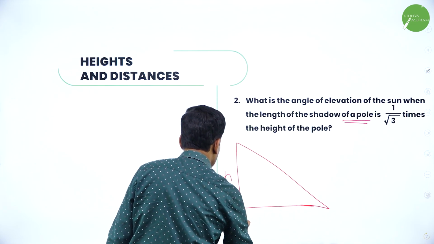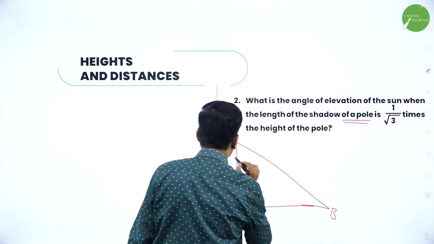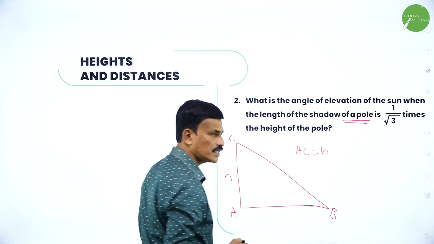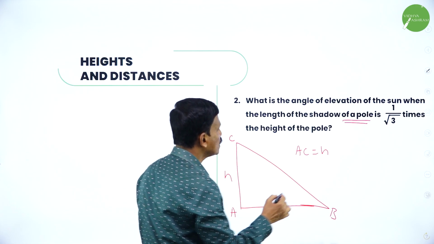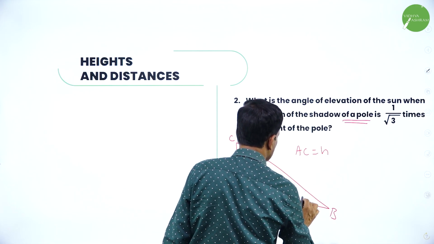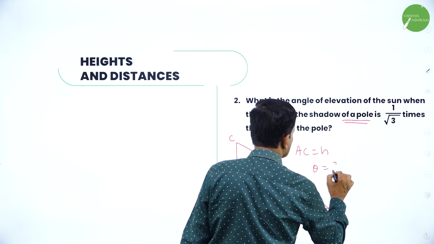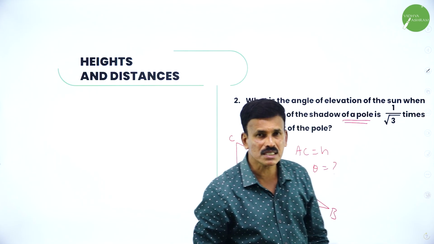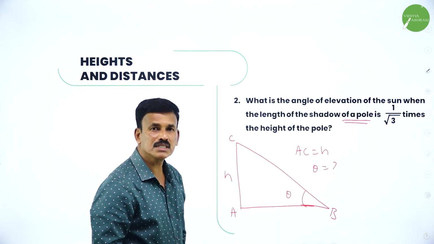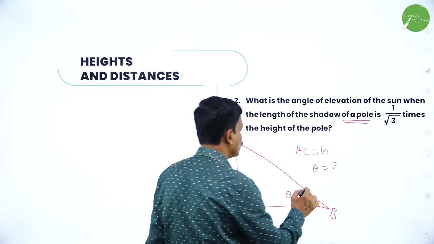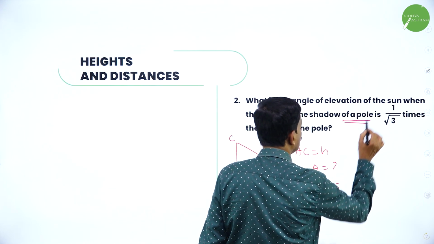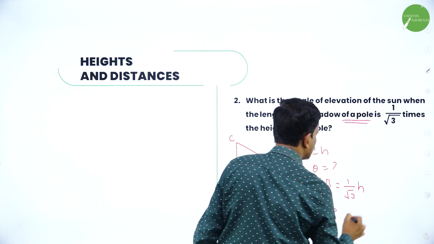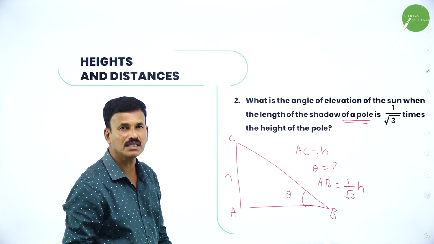Now call it as A, B and C. AC is equal to H, that is the height of the pole. Then what is the angle of elevation? The angle of elevation is to be determined. This is theta, and theta is to be determined. Then what is the distance here? AB is the distance, that is nothing but the length of the shadow. So given AB is equal to 1 by root 3 times the height of the pole, that is 1 by root 3 times H. This is the given condition.